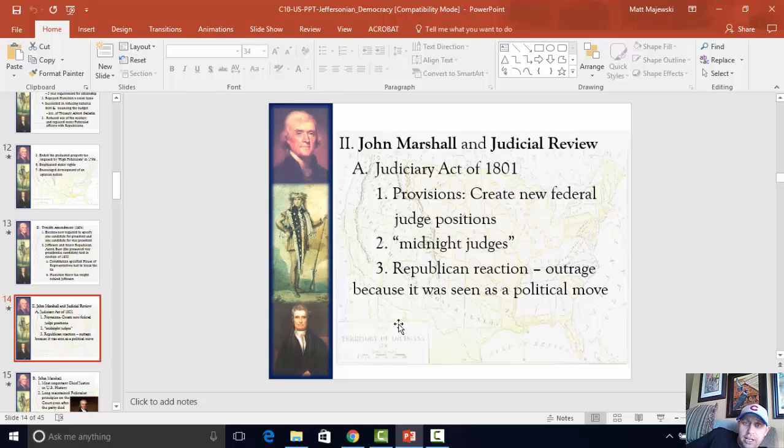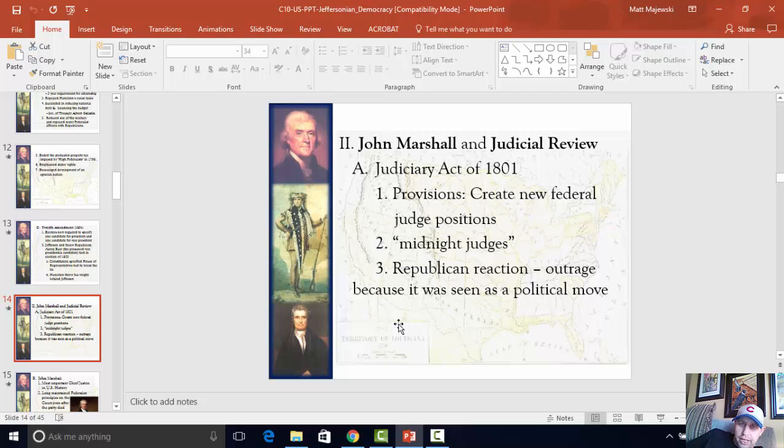And so what they do is they create a bunch of new judge positions. And Adams, and more importantly, his Secretary of State, John Marshall, proceed to try to send these commissions out, to get them out to the judges to say, hey, guess what? You've been approved. You're a new federal judge, and this is the area where you're going to work. They did this literally up until the last couple of days of Adams' presidency. This is how last minute this decision was made with the Judiciary Act.